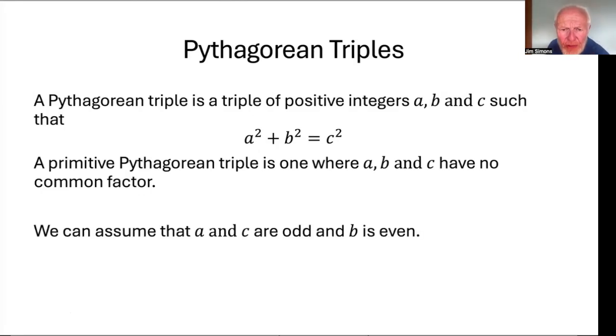So if it's primitive, then they're not all even. So two of them are odd and one is even. C can't be the even one, because if A and B are both odd, A squared and B squared are both 1 mod 4. So A squared plus B squared is 2 mod 4. But C squared is 0 mod 4 because C is even. So that can't happen. So one of A and B is even, and we'll assume B is even.